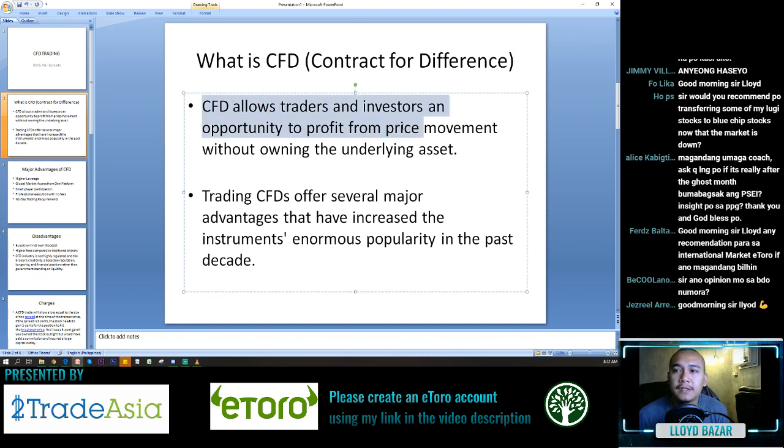CFD allows traders and investors an opportunity to profit from price movement without owning the underlying asset. Right? CFD allows you to do that. CFDs offer several major advantages and have increased the instrument's enormous popularity in the past decade. I wanted to emphasize this because CFD trading has been around for a long time, but in the Philippines it isn't available because we're always late, which is why it's becoming popular now as people start to take advantage of it.